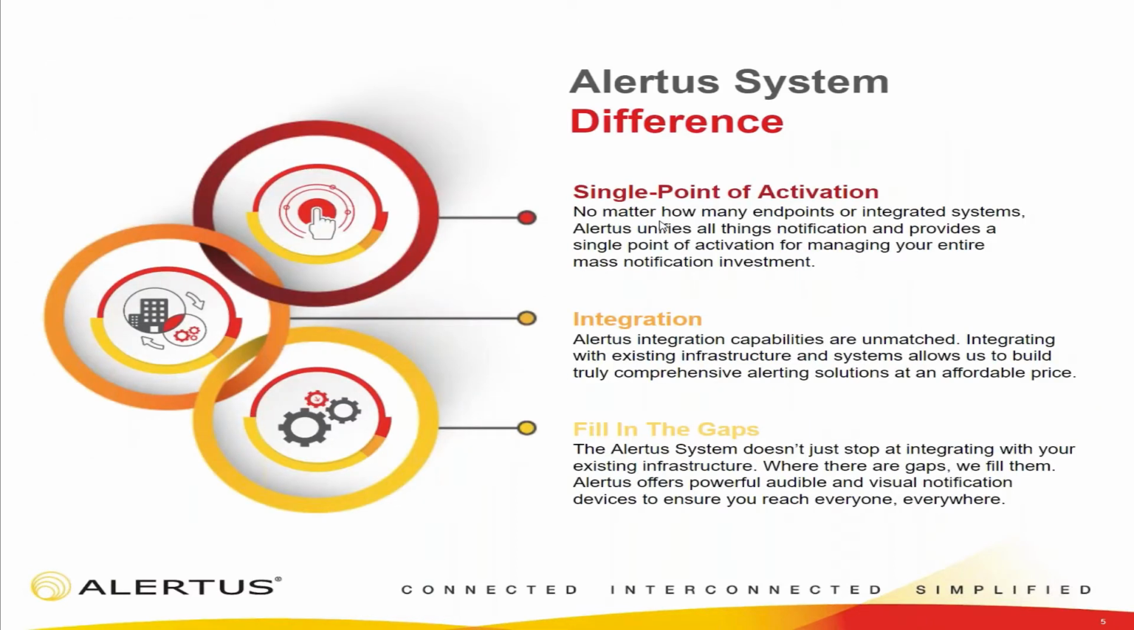Now, looking at Alertus in general, we take a three-pronged approach to emergency mass notification. First and foremost, we want to make sure that we have that single point of activation. In the event of an emergency, we want you to have the confidence to know that through the push of a button or through simply selecting a preset message, that the appropriate message is going to go out within seconds.